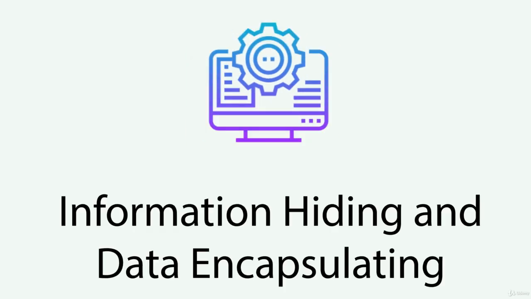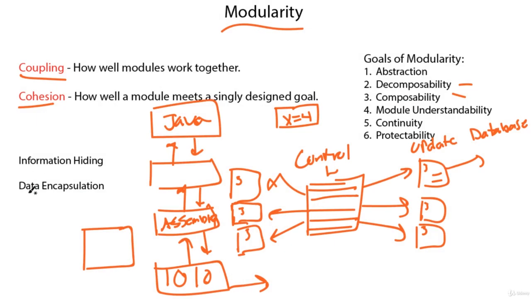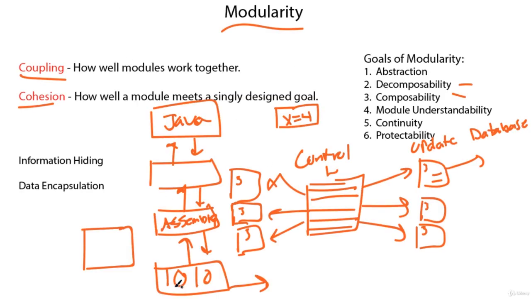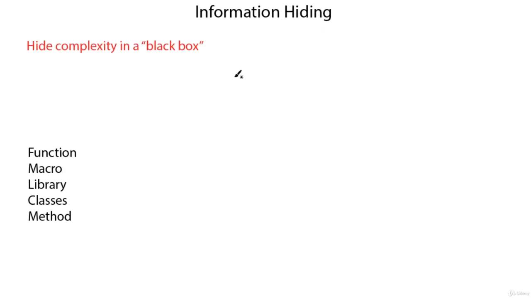So the next steps of modularity, or the next tenets of modularity, are information hiding and data encapsulation. Both of these are really just ways of abstraction and the importance of abstraction. The first one is information hiding, and that is you hide the complexity in a black box. Remember when we were talking about abstraction, and how you can take it from machine language and bring it all the way up so we can do higher level things. Well, that's what information hiding does.